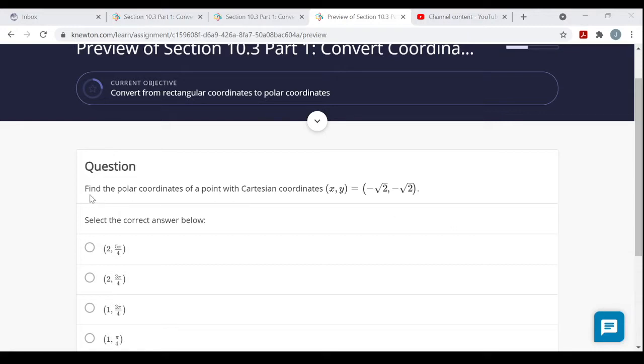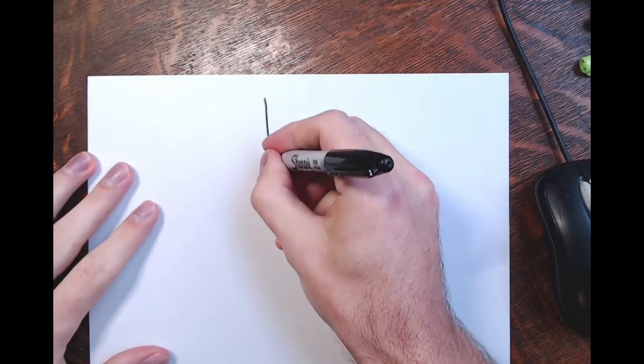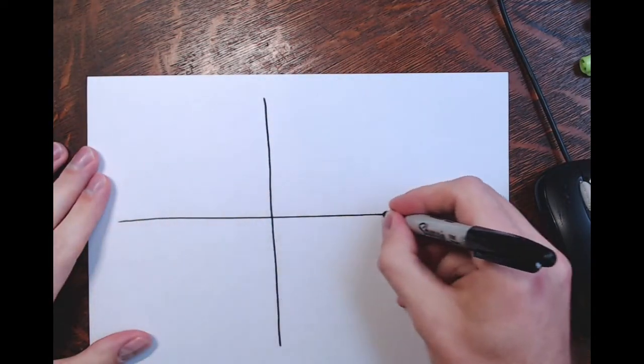Alright, so here we're asked to find the polar coordinates of a point with Cartesian coordinates or rectangular coordinates, x and y, of negative square root of 2, comma, negative square root of 2. Alright, so I'm going to draw a picture of this. This point would be located in quadrant 3. So I'm just going to put some point in quadrant 3 and mark it with these numbers. Alright, so here's a piece of paper, and I'm just going to draw some axes, vertical axis, horizontal axis.